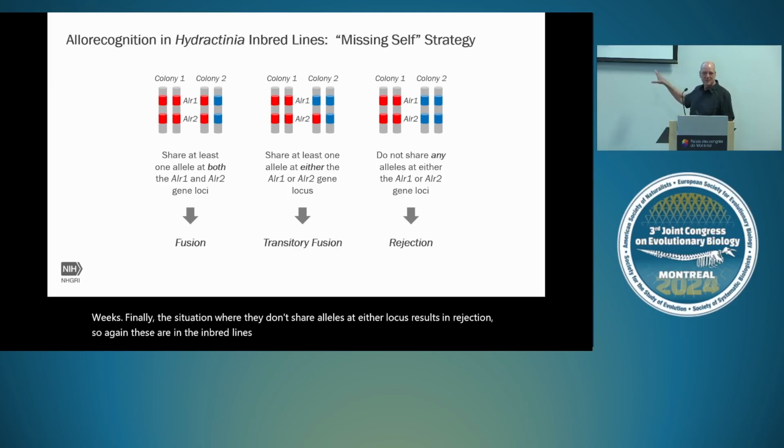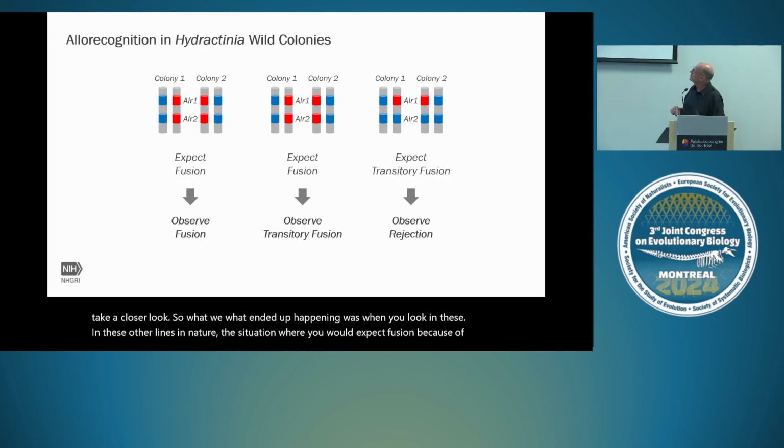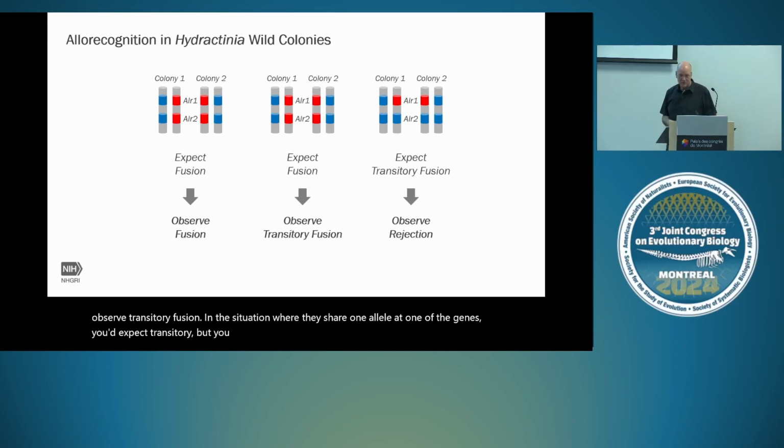Of course, this is not what happens in nature when you take a closer look. So what ended up happening was when you look in these other lines in nature, the situation where you would expect fusion because of sharing alleles at ALR1 and ALR2, sometimes you do indeed observe fusion, but sometimes you observe transitory fusion. In the situation where they share one allele at one of the genes, you'd expect transitory, but you observe rejection. So of course, all of this data suggested that there were additional allorecognition genes at play in the Hydractinia genome.